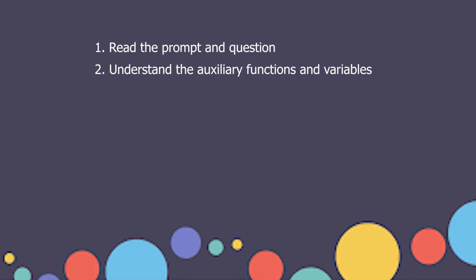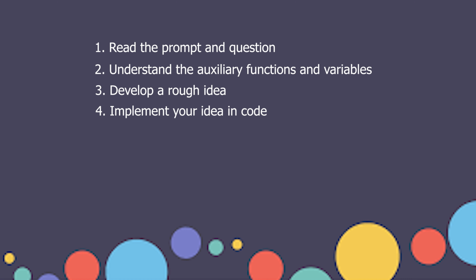Step 1 is to read the prompt in question. Step 2, understand the auxiliary functions and variables. Step 3, develop a rough idea. And Step 4, implement your idea in code. We'll be going over these steps with an example problem today.